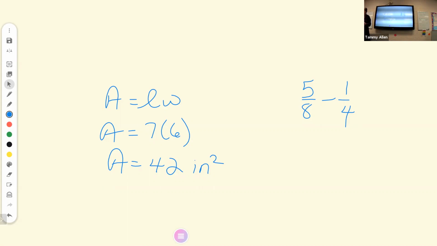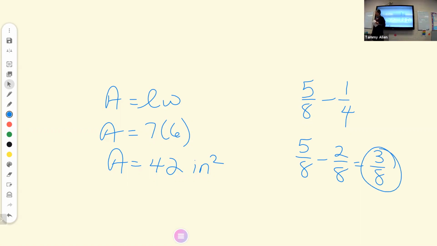Okay. If you use 32, you can still get the same answer, but we want to try to use the least common denominator. That means 1/4 needs to be changed over to 8s. How many 8s? 2/8. So it'll be 5/8 minus 2/8, which gives us 3/8. So Jonathan, if you use 32, you would have to reduce it down to 3/8 in the end.